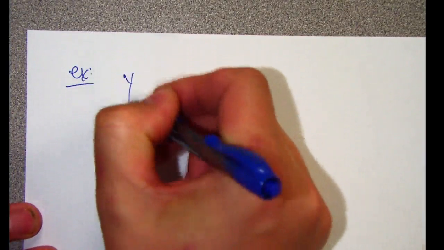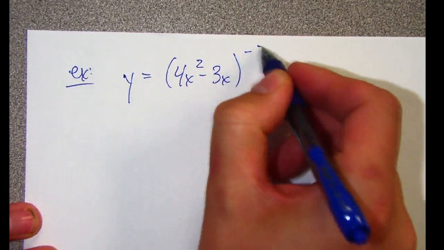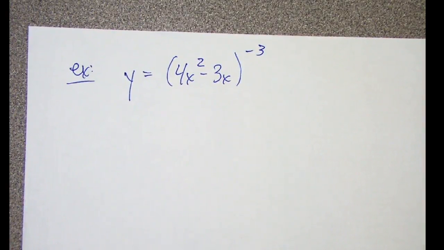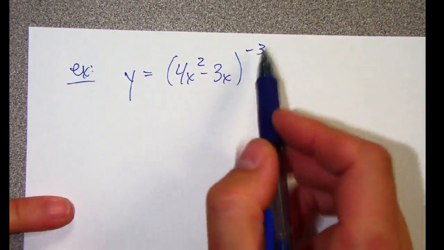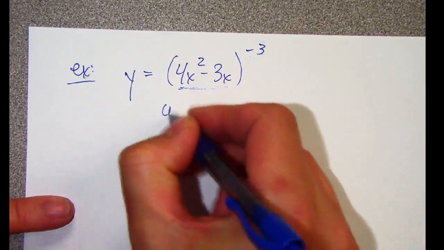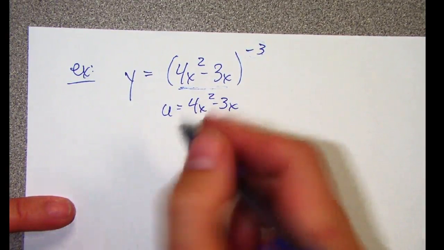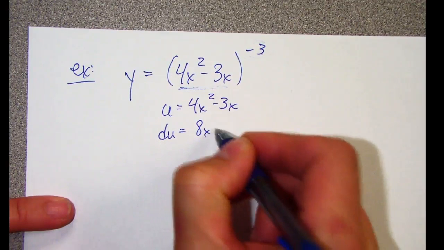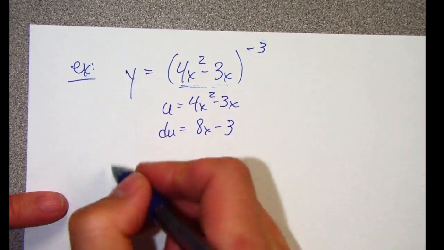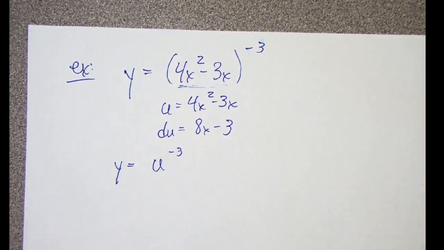All right, let's say y equals 4x squared minus 3x to the negative third. So my big guy, my outside function, my dominant function is this negative third power. And the stuff in here is the little guy. So I'm always going to set u equal to my little guy. Then I'm always going to find du. So the derivative of my little guy is 8x minus 3. Then I'm going to rewrite the original problem with u in its place instead of the 4x squared minus 3x or whatever the case might be.